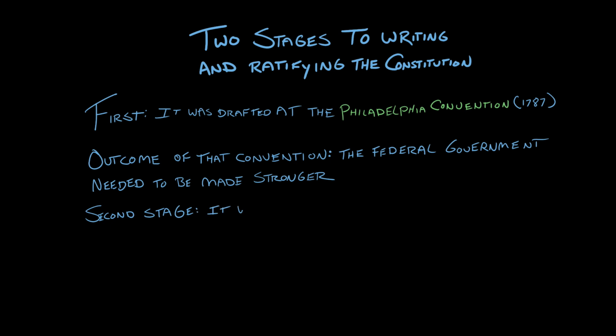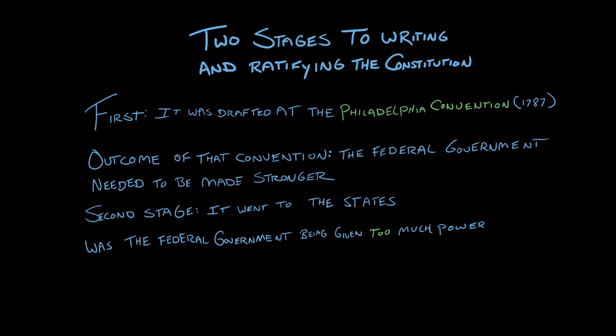And there things were, in some ways, going to be more difficult because there was a variety of viewpoints in the different states. And the main question that came up in state after state after state was, is the federal government being given too much additional power? Under the previous regime of the Articles of Confederation, the federal government had very limited powers, and the Constitution was going to give the federal government more power.